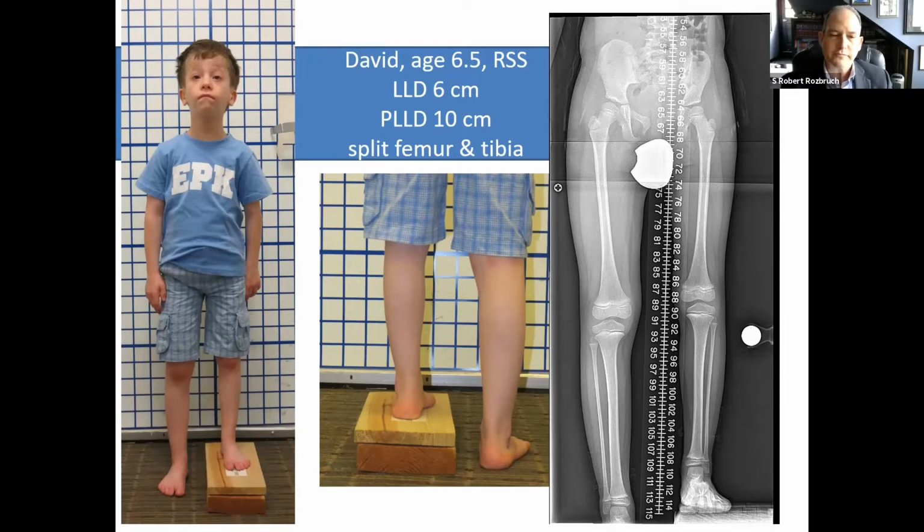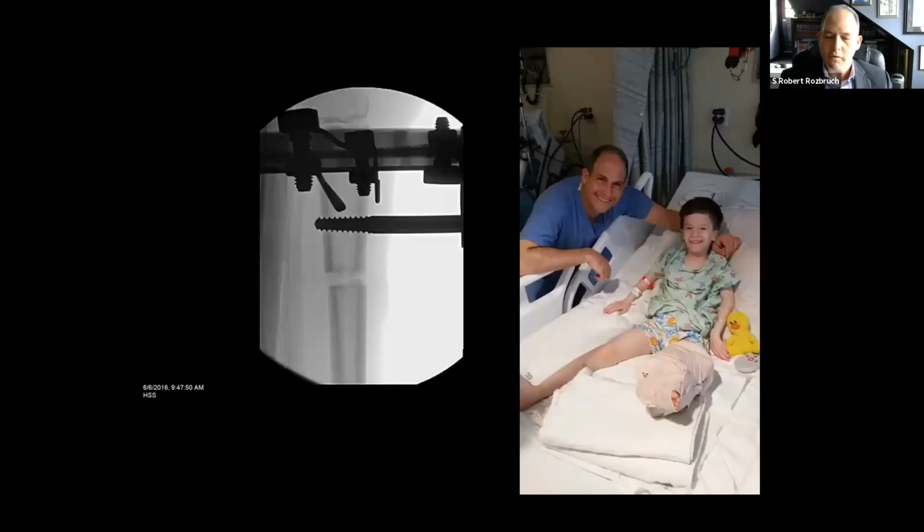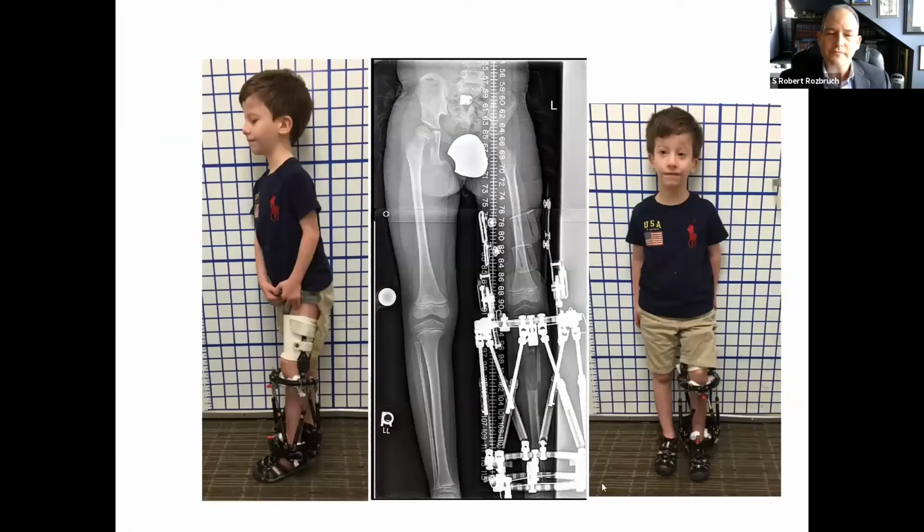it's an opportunity to treat this in 2 stages, which I think is a preferable way to deal with this. So what we did is we corrected the tibia length discrepancy first, and that's done with an external fixator, pins, and osteotomy. And so goal number 1 was to correct half of the leg length discrepancy in the tibia. And again, remember I said that the LLD was roughly equally divided between the femur and tibia, which is typical of RSS.